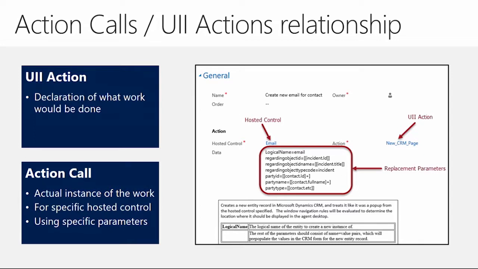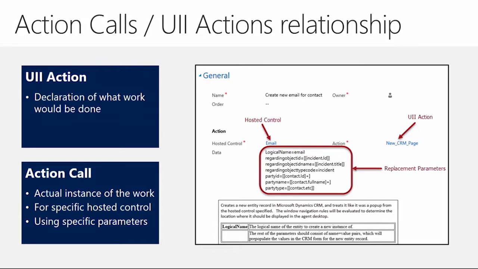So what you're seeing here is when you create an action call, you say, okay, this is the hosted control that the action call is going to be associated with. This is the specific functionality or the action that I want to execute inside the application, and then this is the data that is going to populate how that information moves forward.